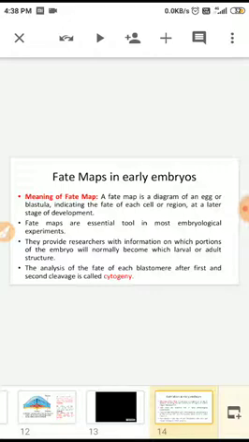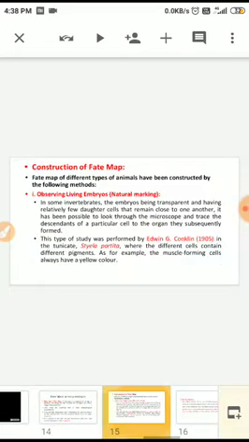They provide researchers with information on which portion of the embryo will normally become which larval or adult structure. Actually, which embryonic layer gives rise to which structure. This is the fate map. The analysis of the fate map of each blastomere after first and second cleavage is called cytogeny.